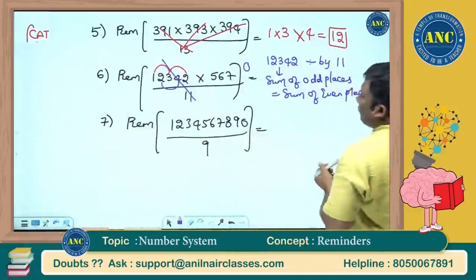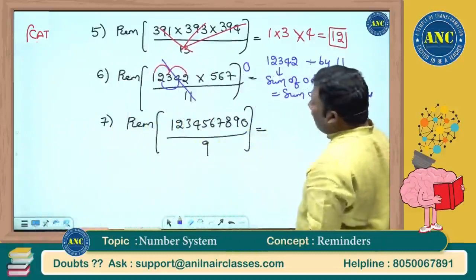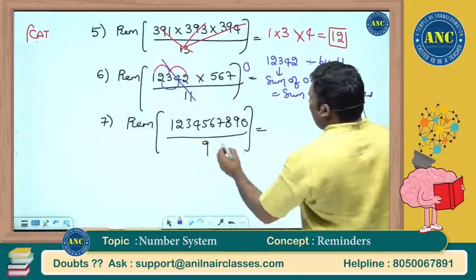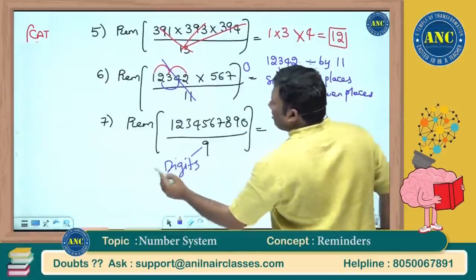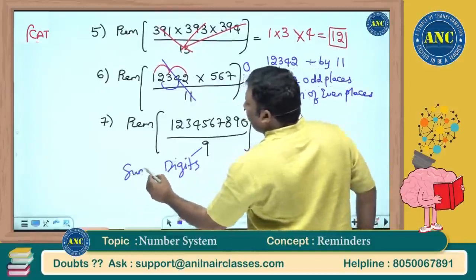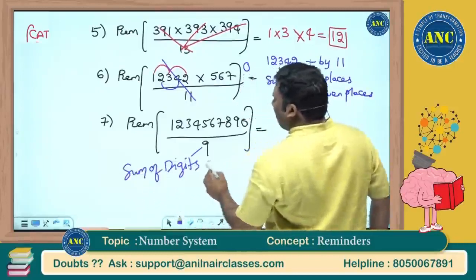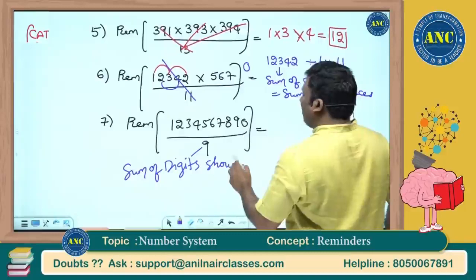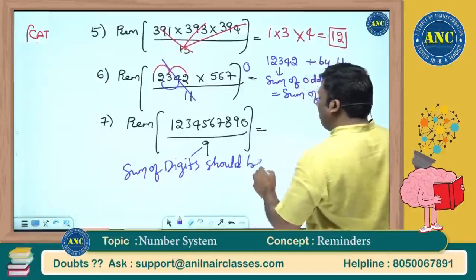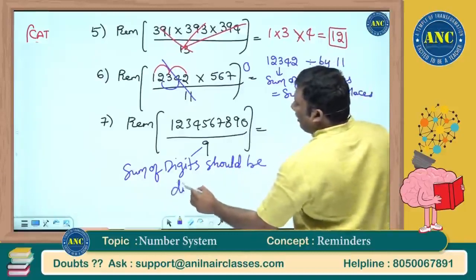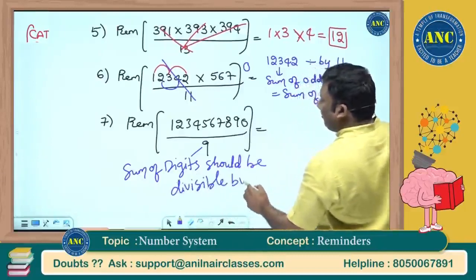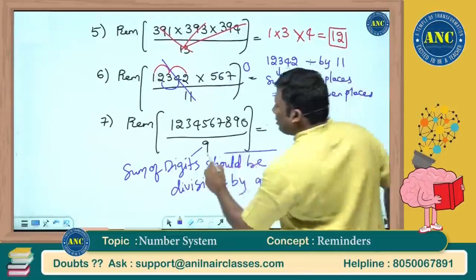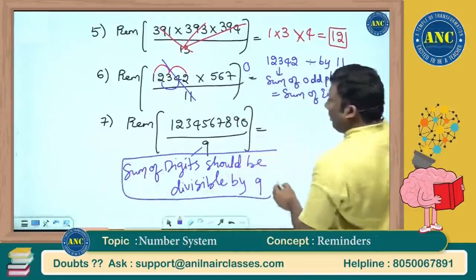Seventh question. 1, 2, 3, 4, 5, 6, 7, 8, 9, 0 divided by 9. Divisibility rule of 9 is that the sum of the digits should be divisible by 9.